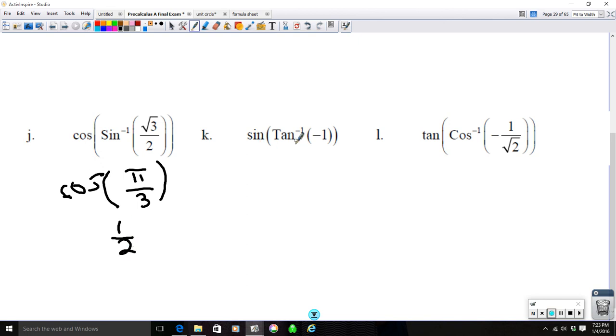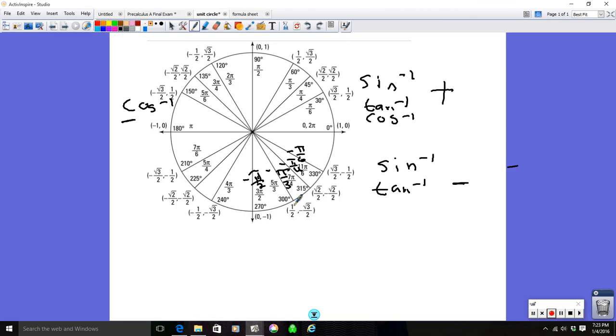Tan inverse of -1. So it's your first step. We need to know when tangent is -1. Tangent is negative in quadrant number 4. And tangent is going to be negative when your sine over cosine is negative. So that's going to be -pi/4 right here.